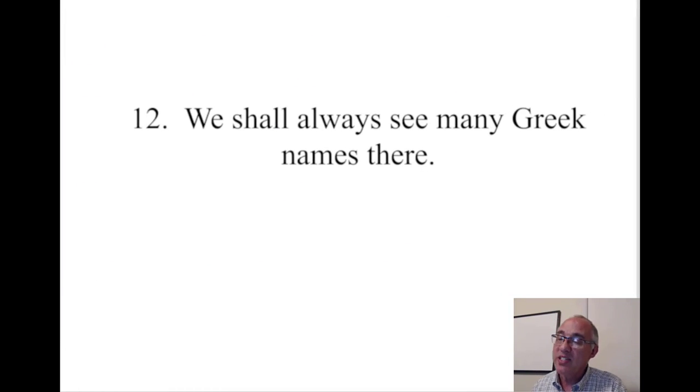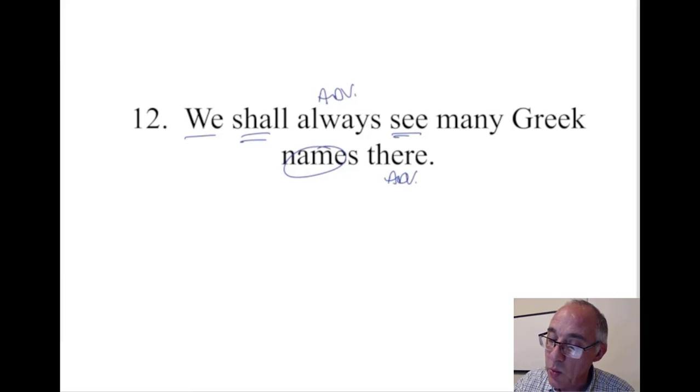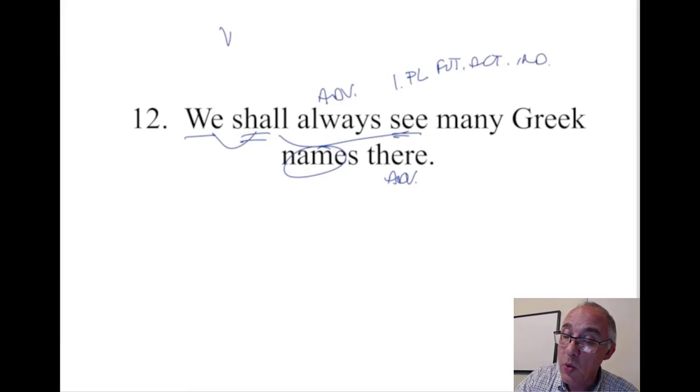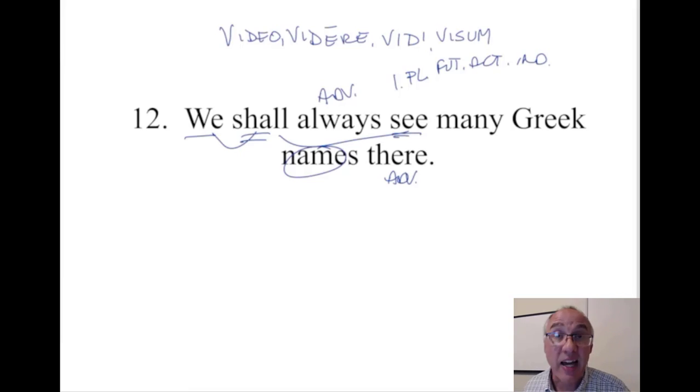We shall always see many Greek names there. We shall see names there. So always is an adverb. There is an adverb. We will see. It's all going to be one word. First person plural. Future active indicative. What word are we going to use? Video, videre. It's a long ere. Video, videre, vidi, visum. Second conjugation verb.